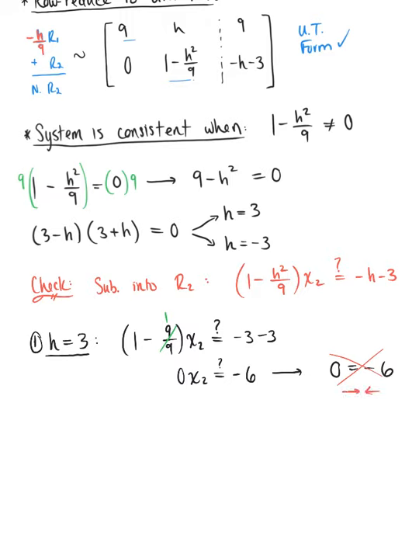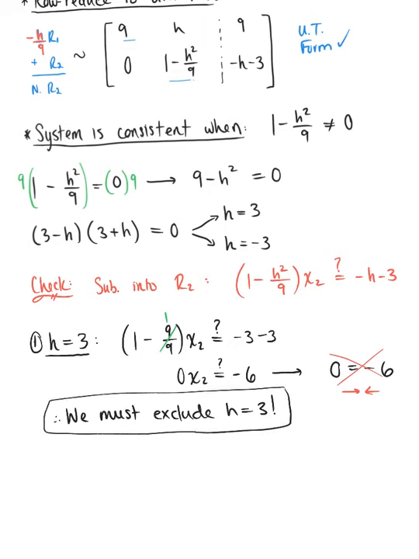So this is confirming to us that we need to exclude h equals 3. So we must exclude h equals 3 from the set of all reals because it produces a contradiction.